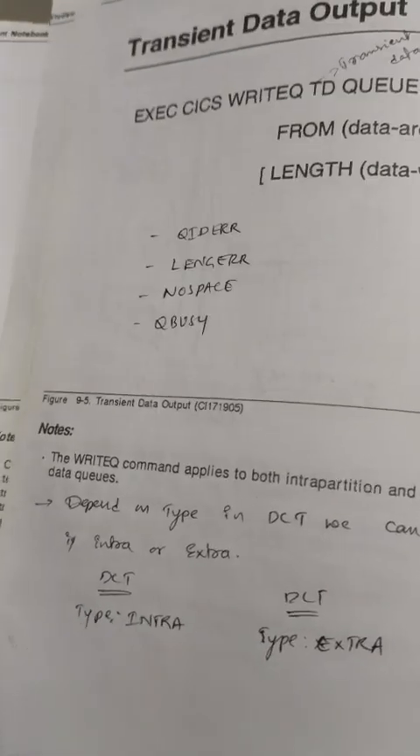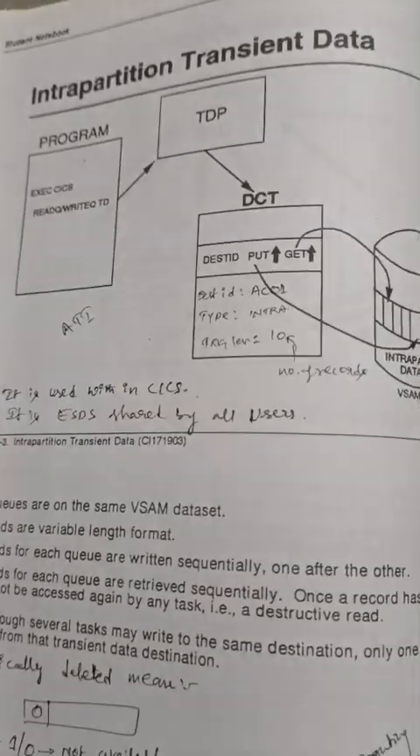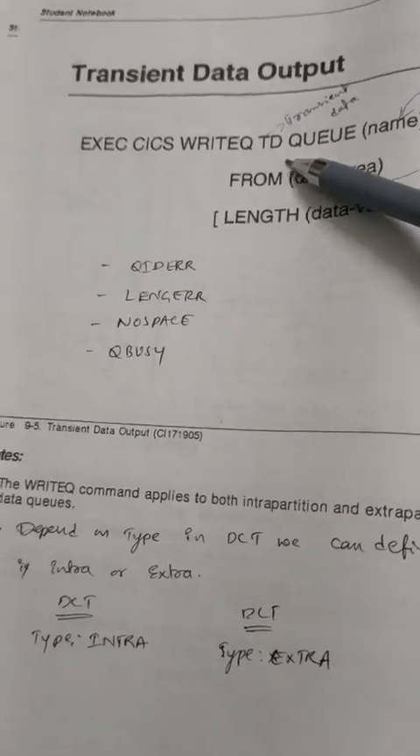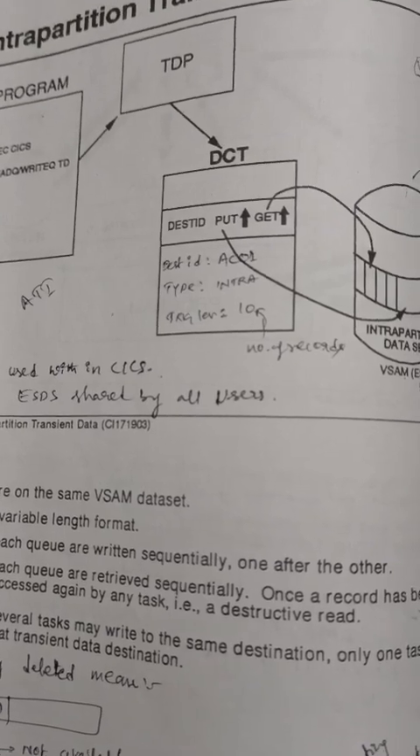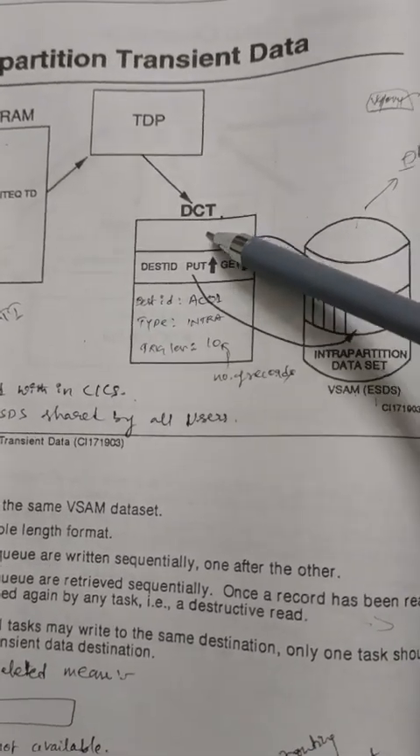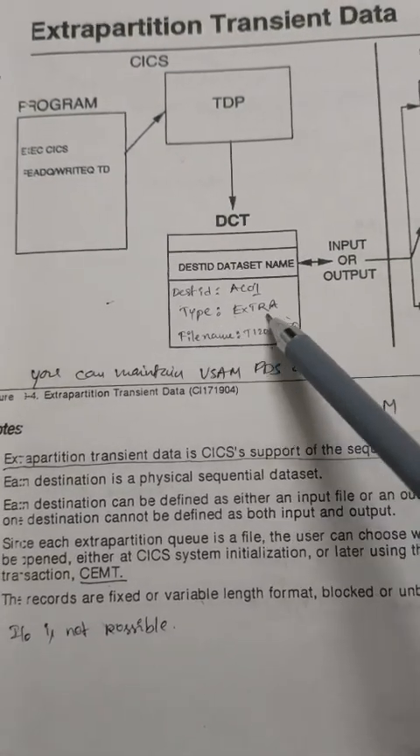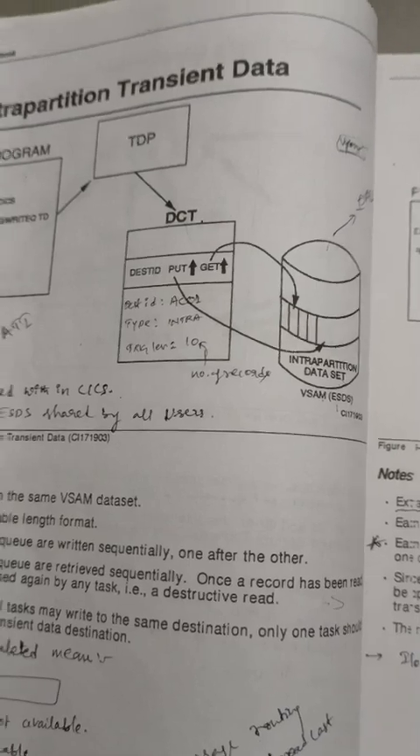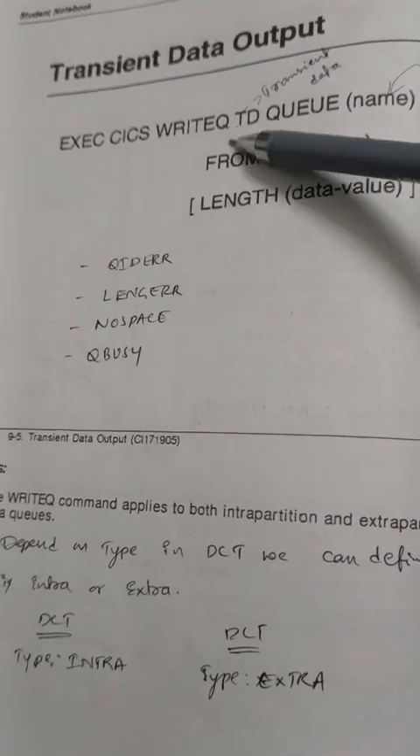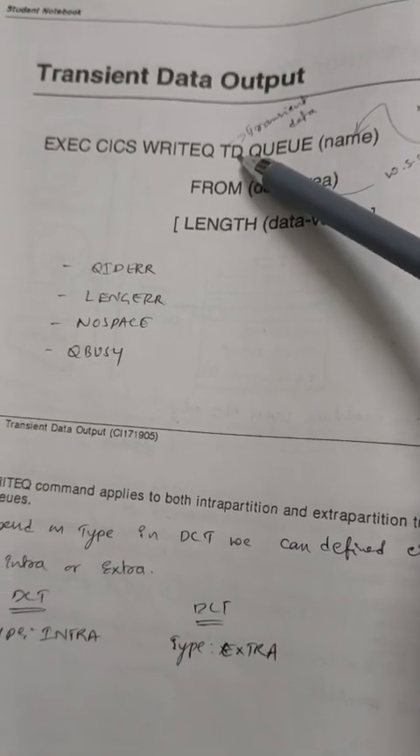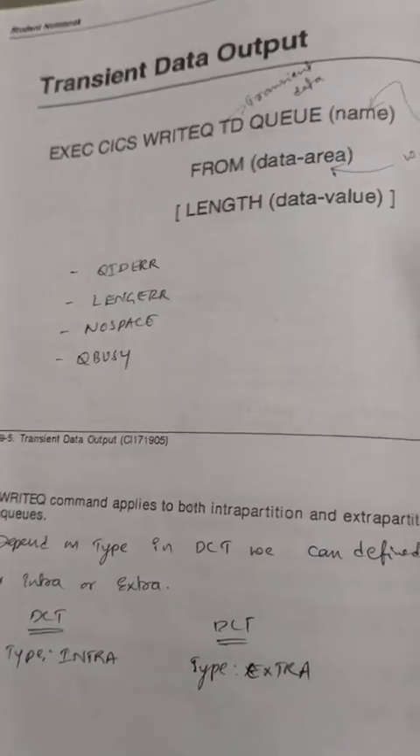You cannot identify whether the destination is intra partition or extra partition by using this command. Friends, by using syntax you cannot identify whether it is intra or extra partition. You have to say this in the interview also: we can get it only from the DCT table, where there is a type option, intra or extra partition. Only that option can justify whether it is intra partition or extra partition. Even in syntax there is no way to mention whether it is intra partition or extra partition.